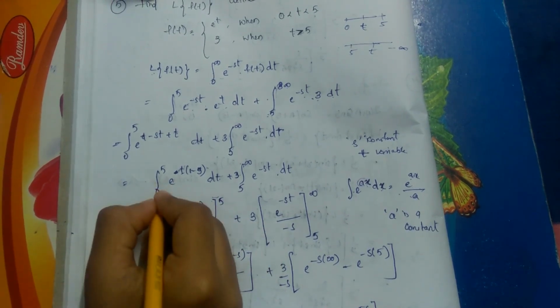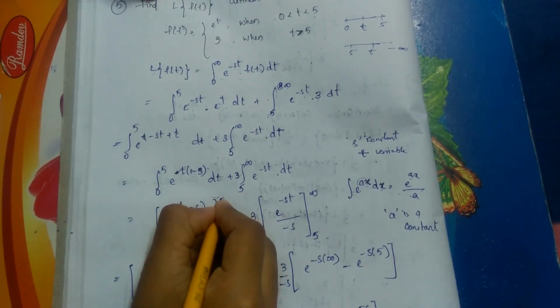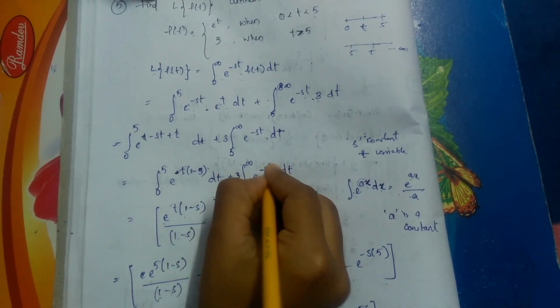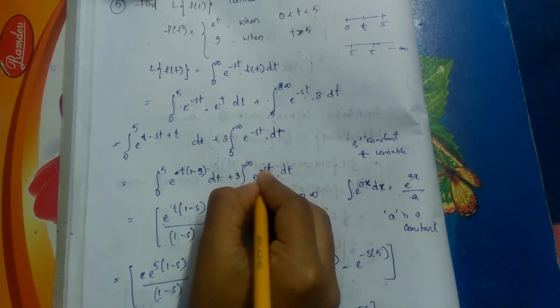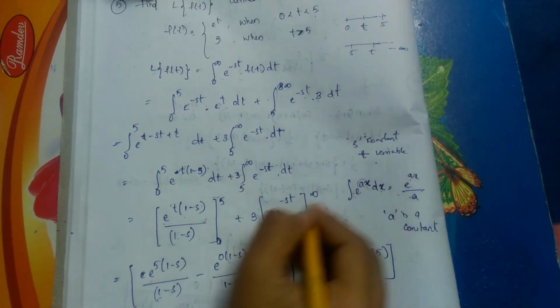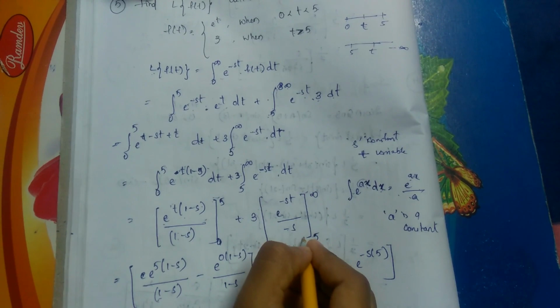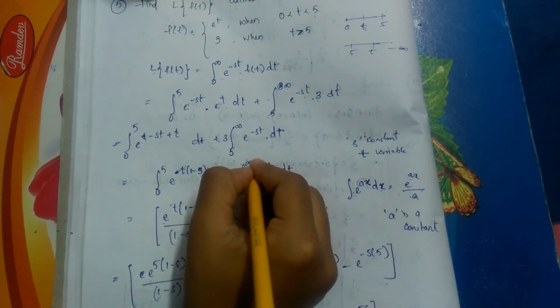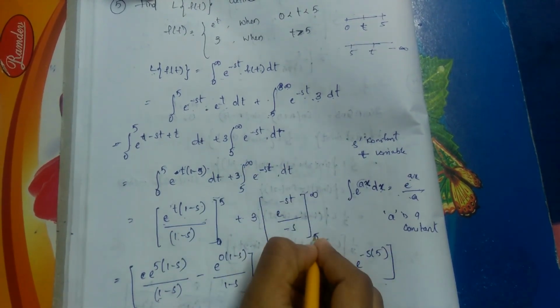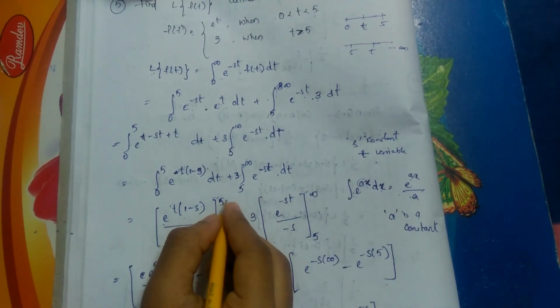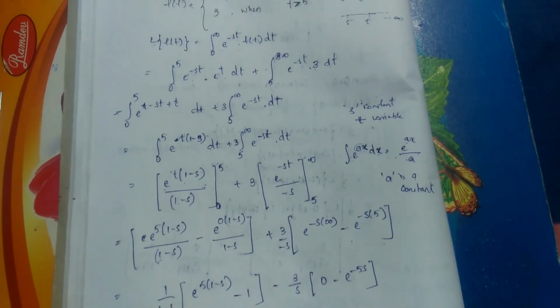Now the limits are from 0 to 5 plus 3 into e power minus s into t. So in this the constant is minus s. So e power minus s into t by minus s, and integration we are applying from 5 to infinity. So the limits are from 5 to infinity.